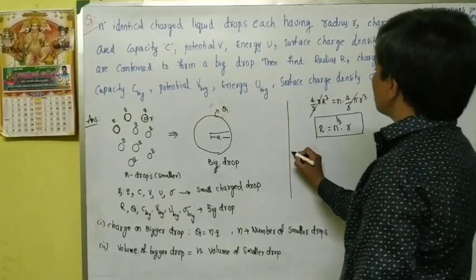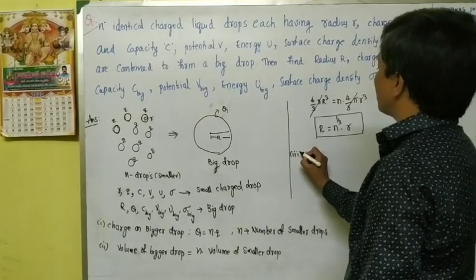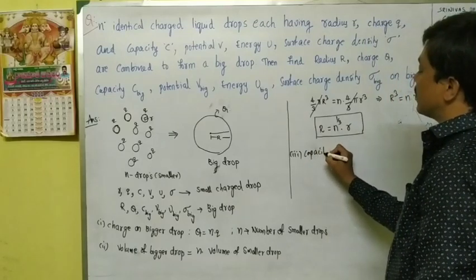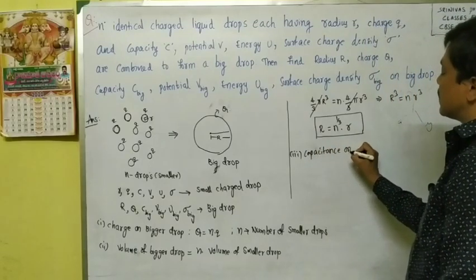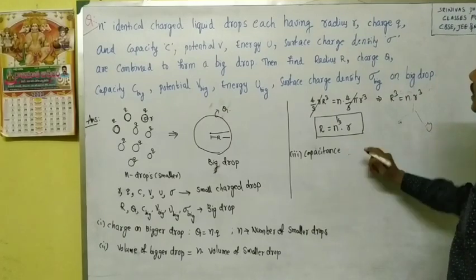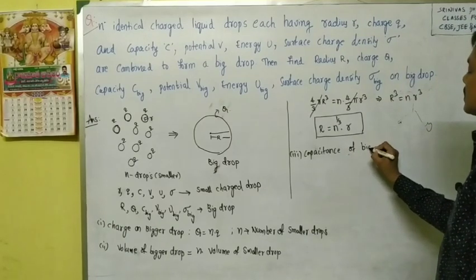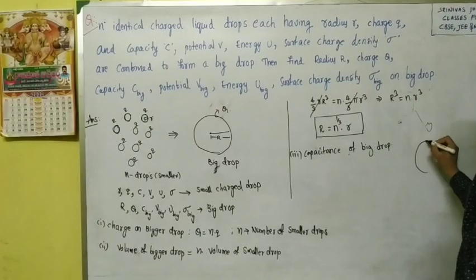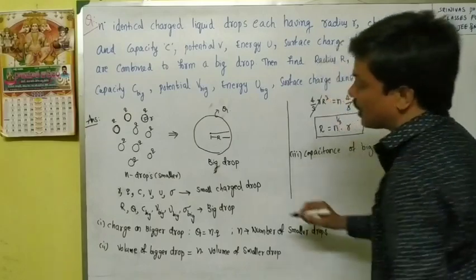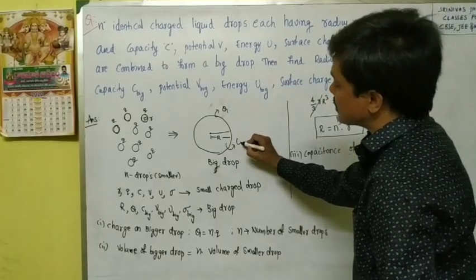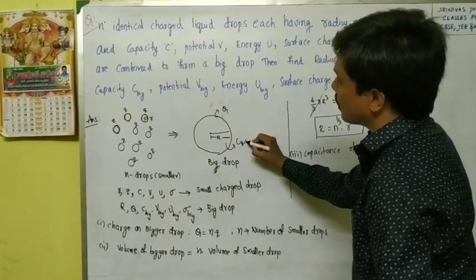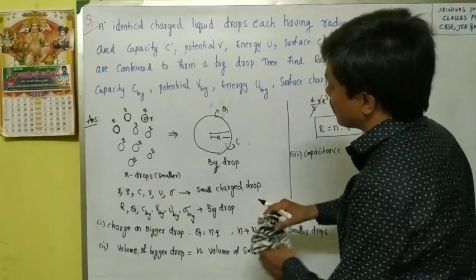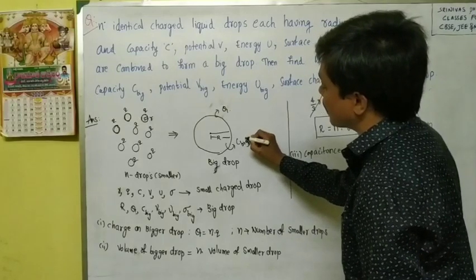Okay, and the third point is that we have to find out the capacitance of the bigger drop, right? Capacitance of the bigger drop. This is the bigger drop. The bigger drop radius is capital R, and the bigger drop capacitance is C big. This we have to find out. What is the formula for the capacitance of the bigger drop?